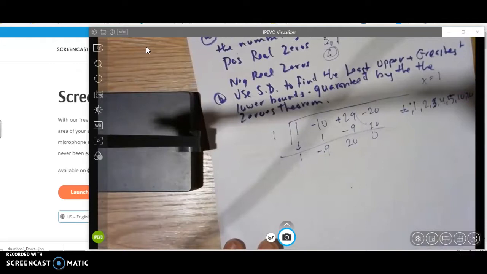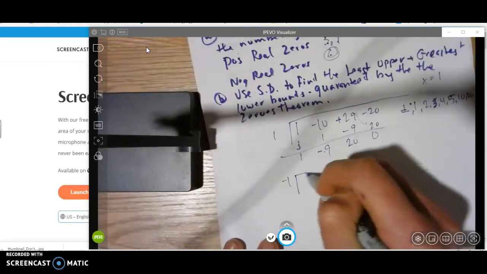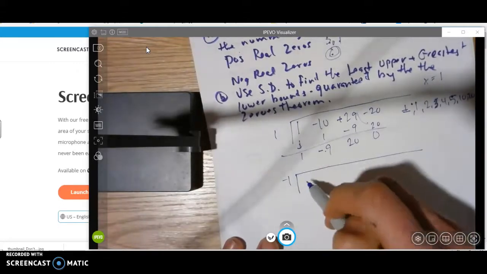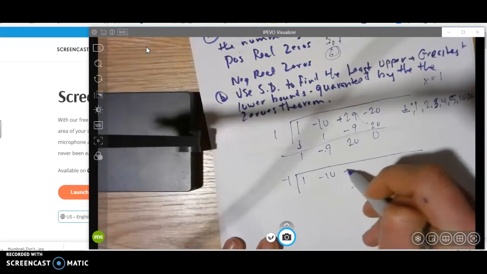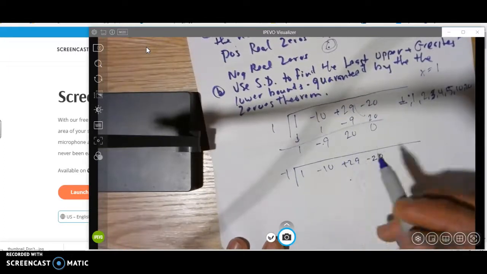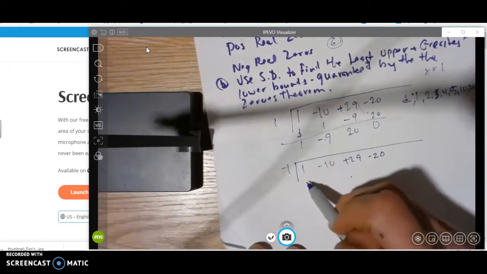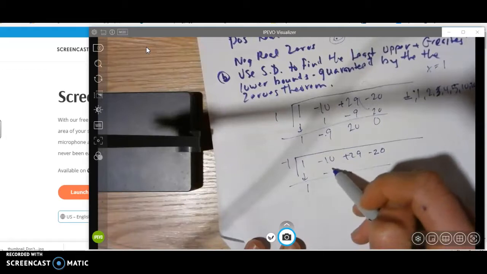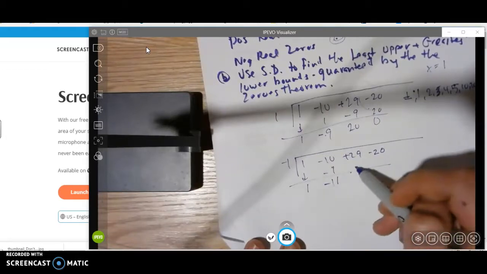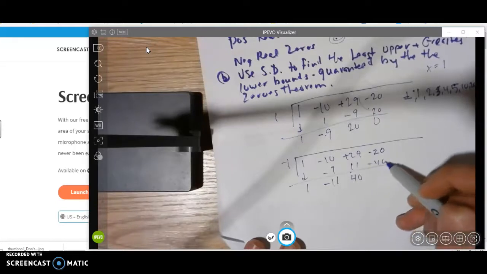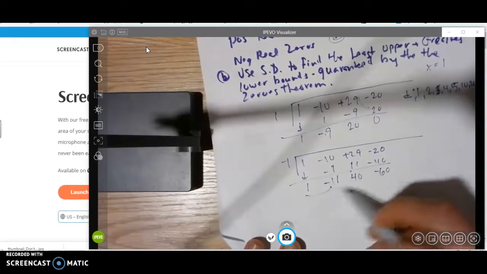But if I plug in negative 1, let's try that, because since 1 worked, something below that could also work. The next one would be negative 1. Let's try negative 1 to see if that works. We'll try negative 1, that's 1, so that's negative 11. That's going to be 11, and it's going to be 40, and negative 40, and that'll be negative 60. So we have alternating signs at the bottom here.